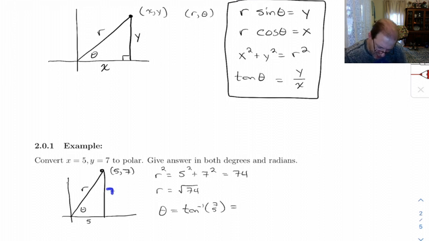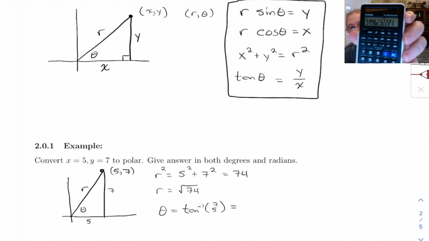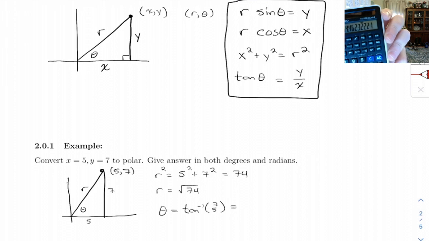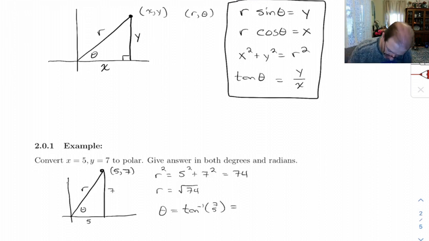This is 7 and this is 5. So that means that this is greater than 45 degrees because it goes higher than it goes over. So when I do arctan of 7 over 5, I get, sure enough, 54 point something degrees. So my theta is 54.46 degrees.